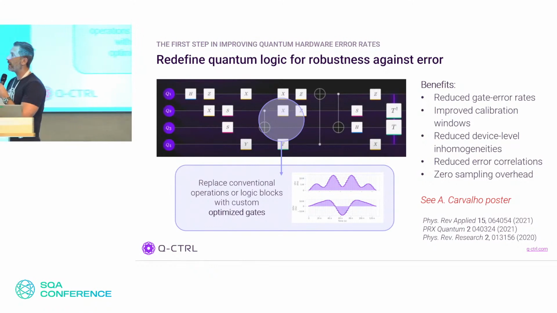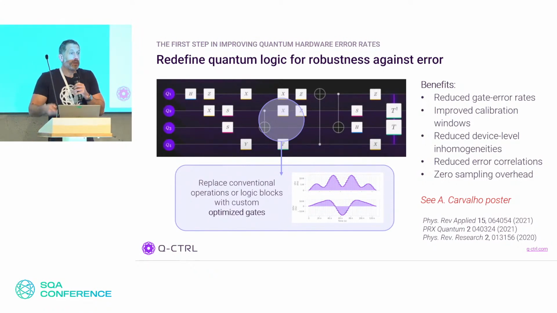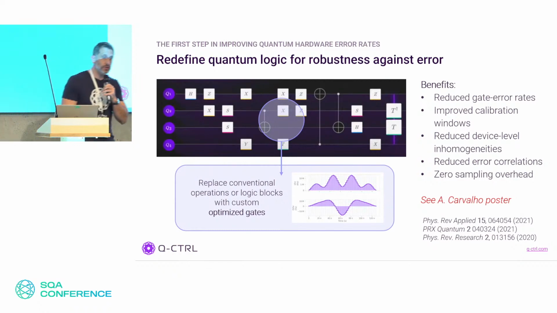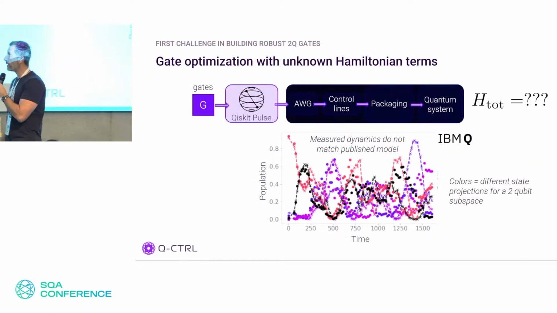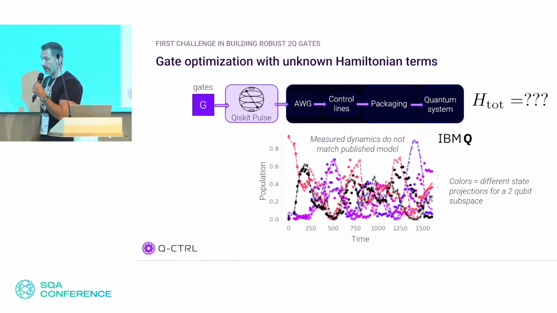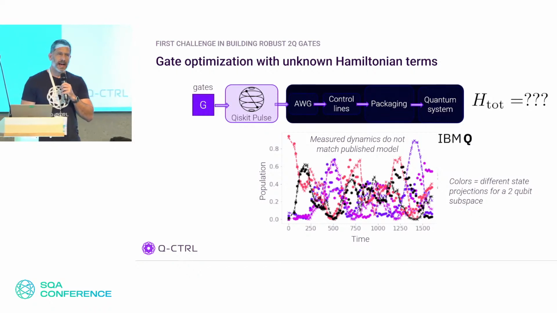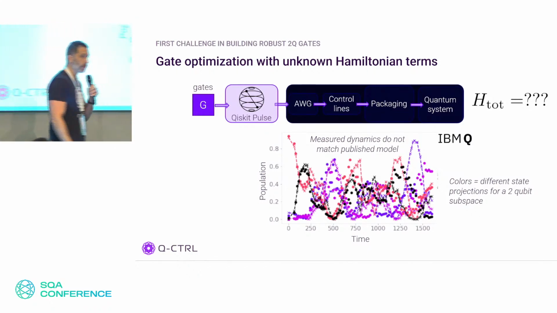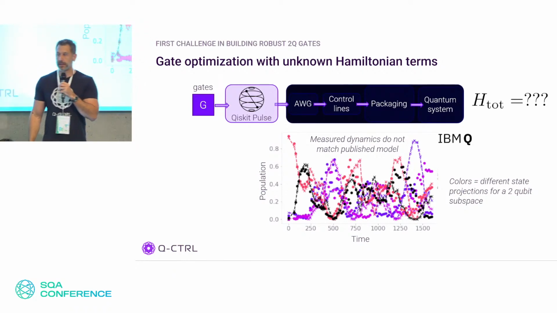What I want to talk about now is one approach that we have used to perform this redefinition. There are obviously lots of ways. You can do it numerically with a model. You can do it analytically. But I want to talk specifically about a case here where we have unknown Hamiltonian terms. How do we perform gate optimization? How do we redefine the waveforms that are relevant when we don't actually know what the system is in totality?